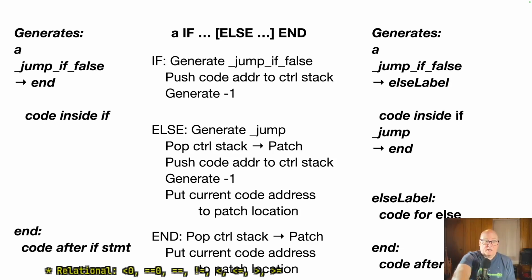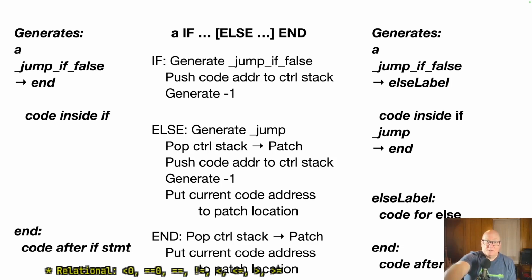And then at the end, we're going to come back and patch that -1 and turn it into arrow end, go to the end. All right. And then the else clause, we're sort of hijacking the if. So we need to put a jump before it, because the end of the if has to jump to the bottom. Okay. We generate the jump.